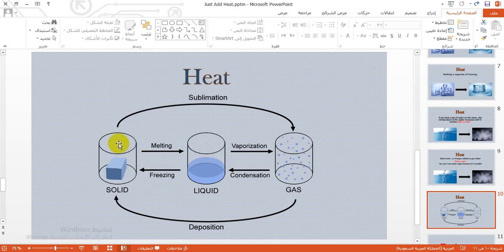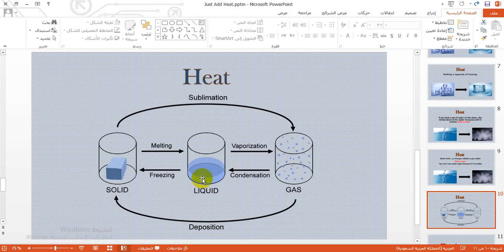What about freezing now? I'm only revising with you the definitions that we studied in the previous lessons. I will not talk about condensation because it's still early to talk about this definition. So what about the liquid changing to solid? That is freezing.